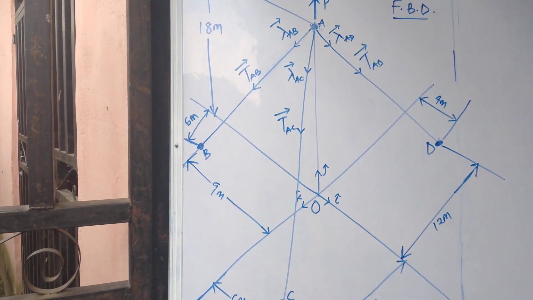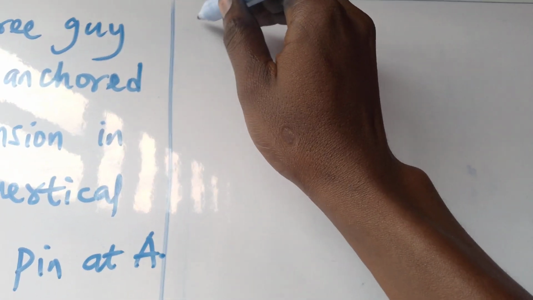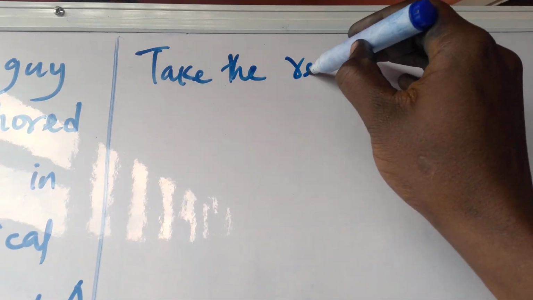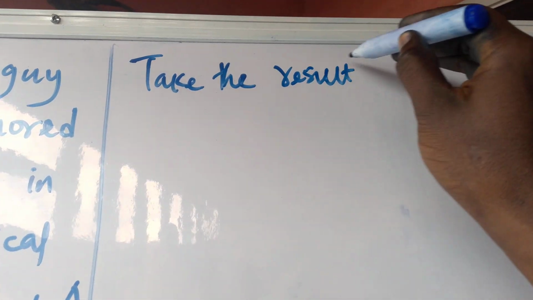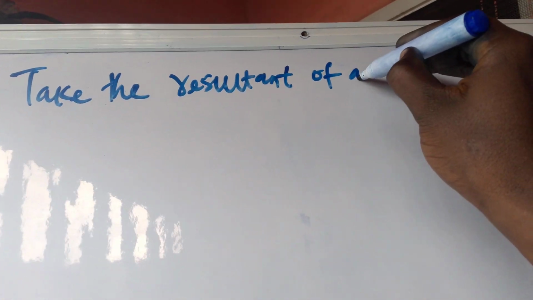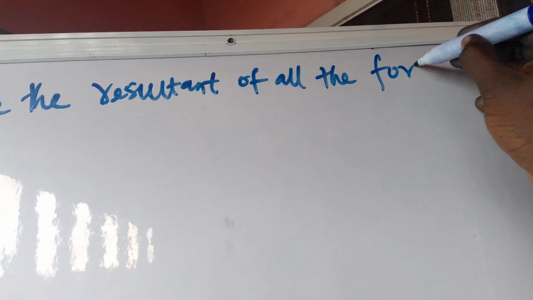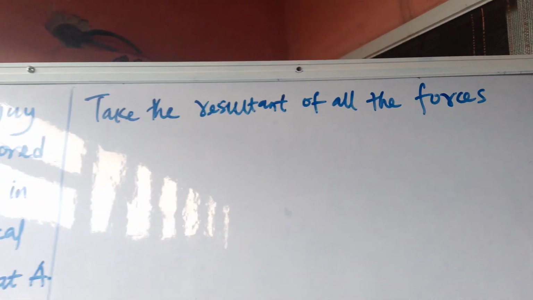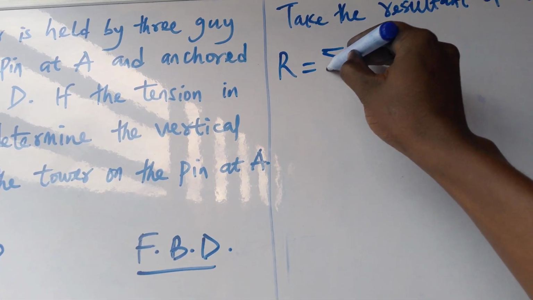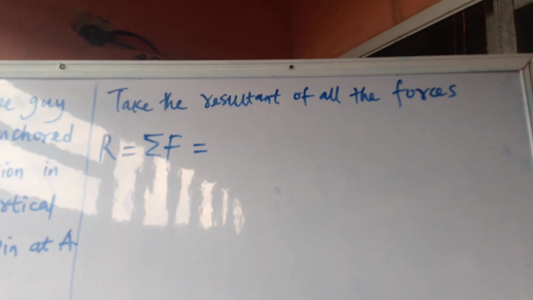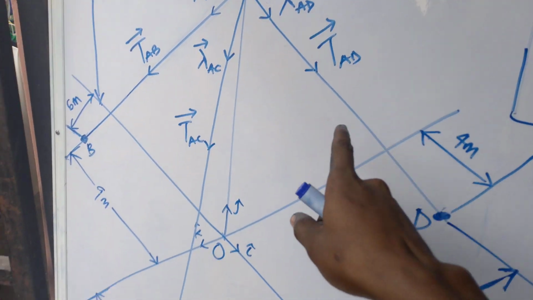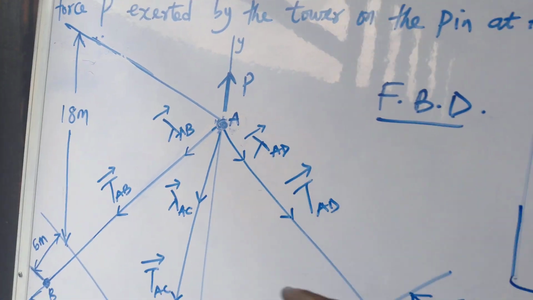Now let's solve that question. This is the free body diagram. Consider the resultant. Take the resultant of all the forces. So the resultant R equals sigma F, which is equal to the first force TAB, the next is TAD, the next is TAC, and finally you have force P.